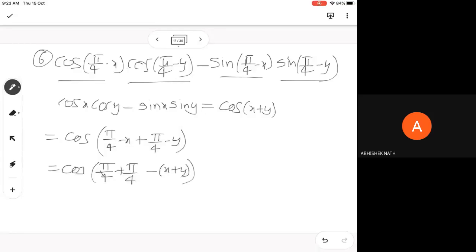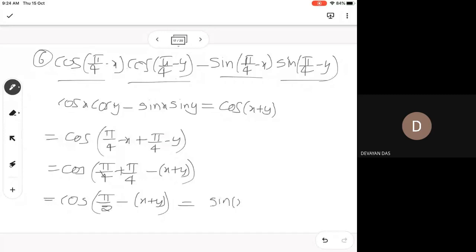Can we write like that? So which is equals to cos of pi by 2 minus of x plus y. Isn't it? Cos of pi by 2 minus theta is sin theta. So this is sin theta, equal to sin of x plus y. Okay?